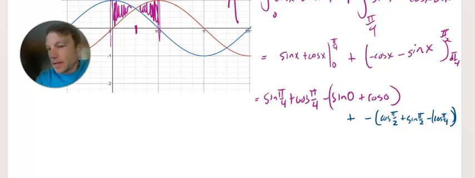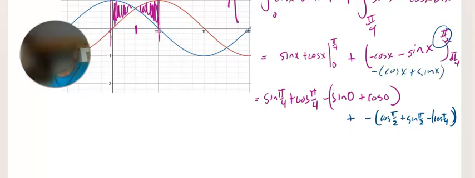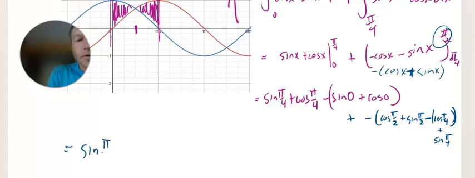That would be plug in pi over 2, and I factored out the negative, so that's cosine plus sine. So I plugged in pi over 2, and then I say minus from fundamental theorem of calculus, and then I plug in pi over 4, so that would be plus sine pi over 4. Sorry, that's a little messy. Let me rewrite that. So in the purple, I got sine pi over 4 plus cosine pi over 4.